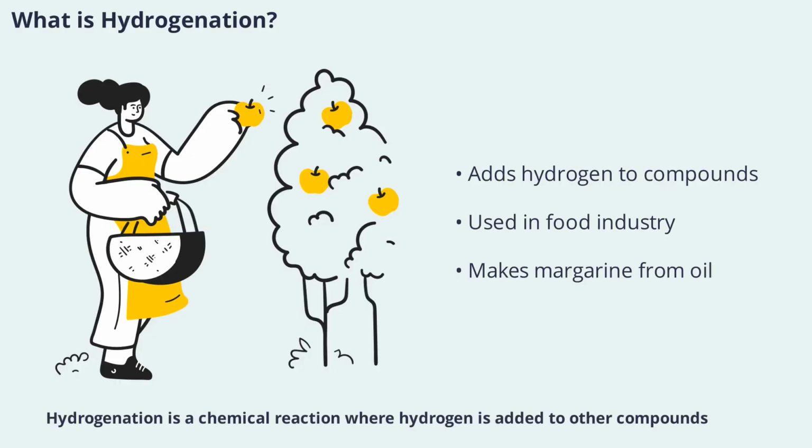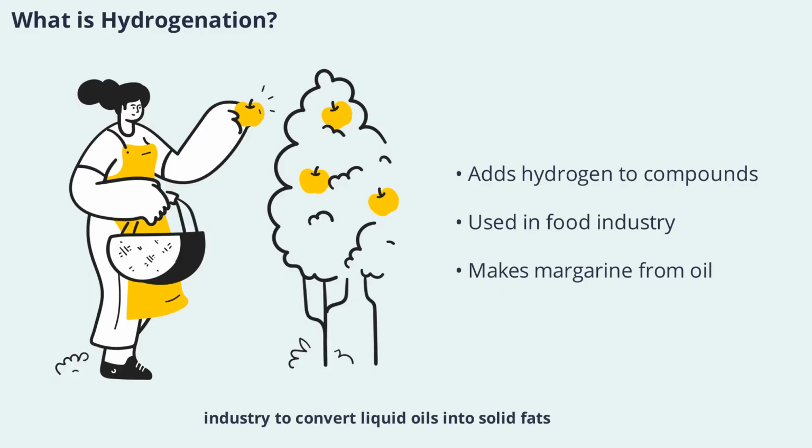Hydrogenation is a chemical reaction where hydrogen is added to other compounds, usually unsaturated fats or oils. This process is widely used in the food industry to convert liquid oils into solid fats, like making margarine from vegetable oil. Hydrogenation changes the texture and shelf life of foods, and it's also important in the production of chemicals and fuels.